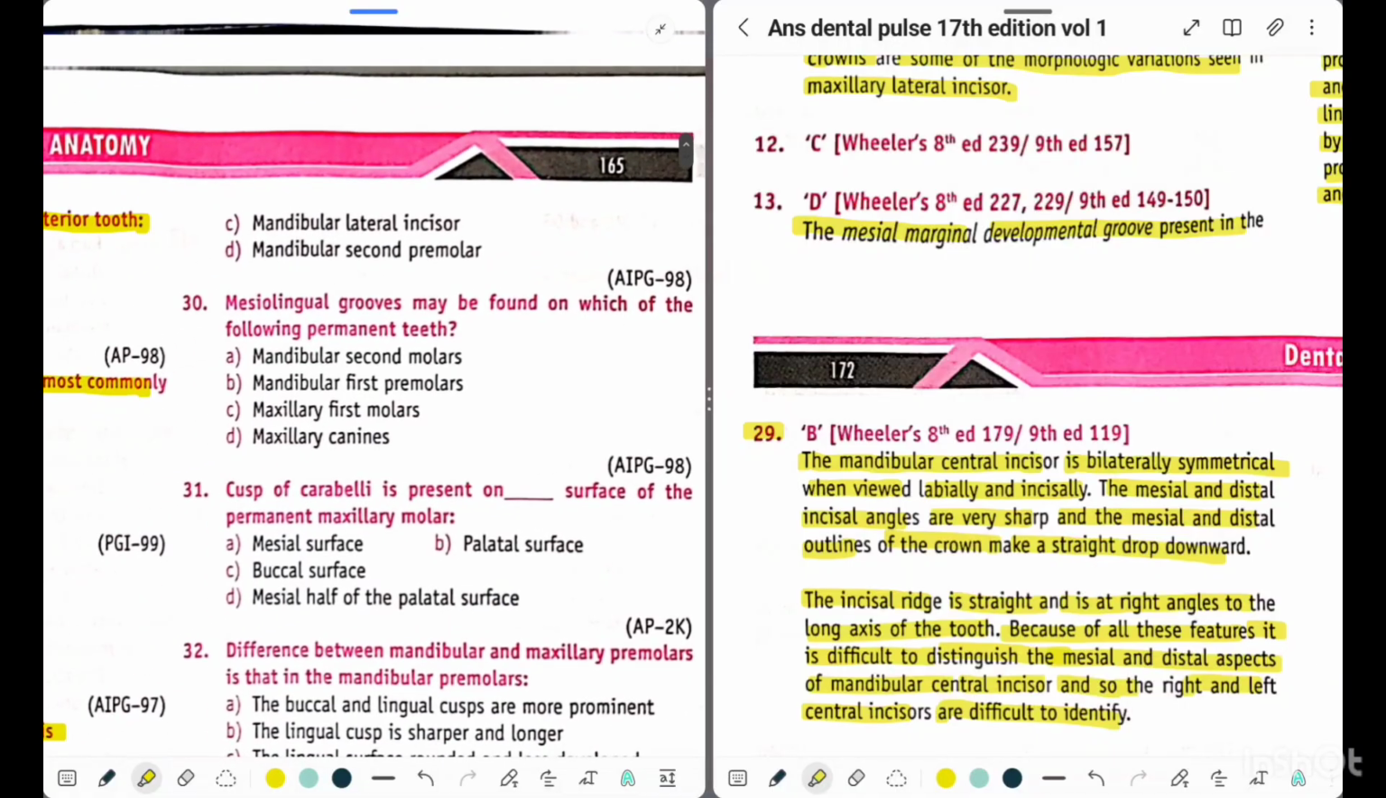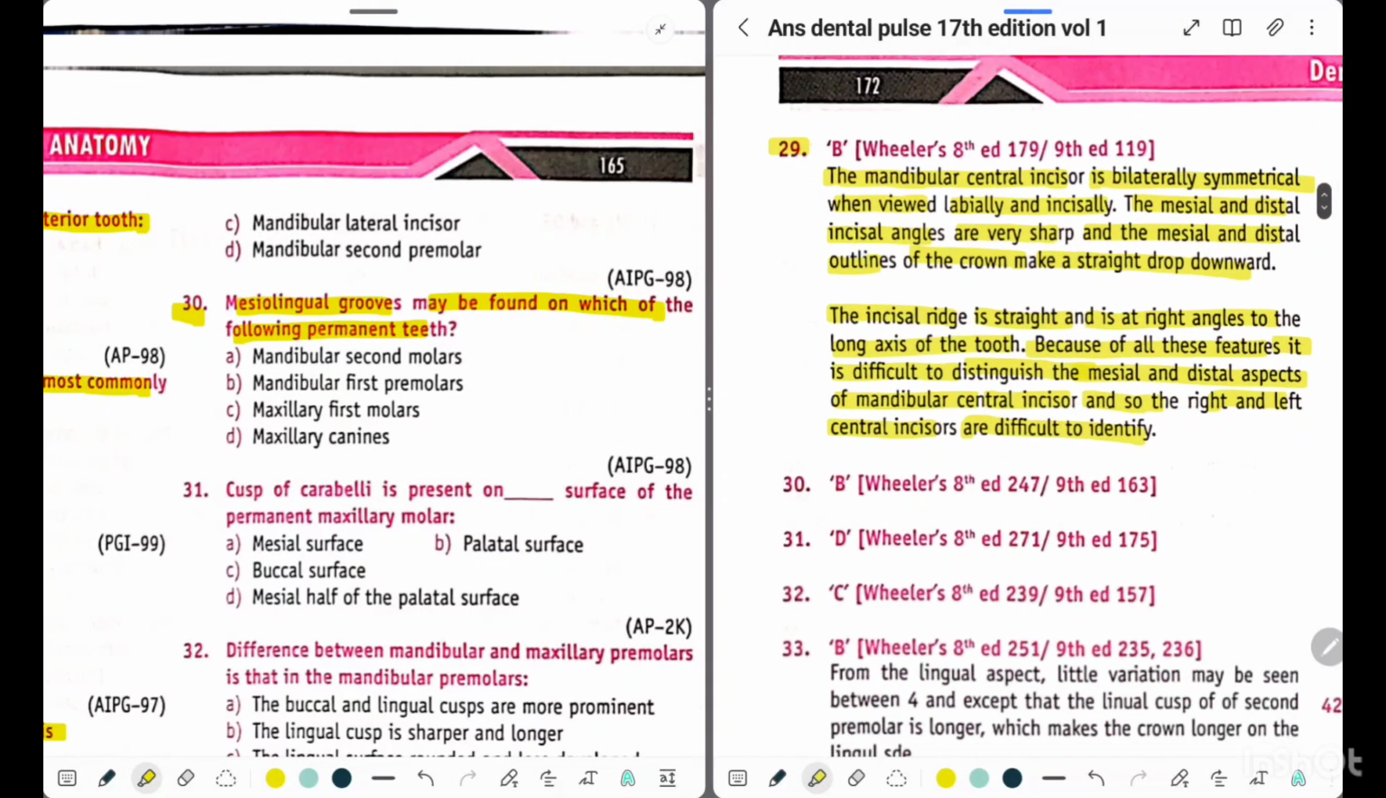Now question 30. Mesiolingual grooves may be found on which of the following permanent teeth? Its answer is mandibular first premolars. Mandibular first premolars contain mesiolingual grooves.